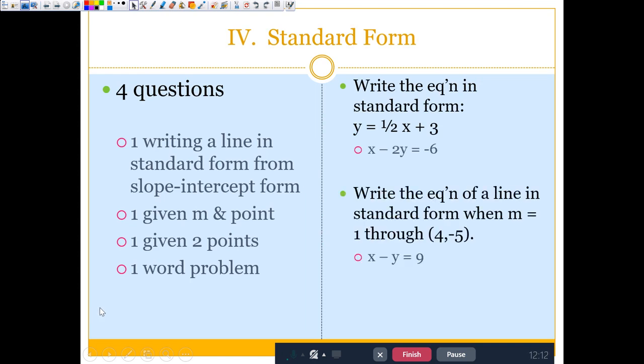One question where you're writing a line in standard form from slope-intercept form, like that first question there, which we're going to go over. One where you're given a slope and a point, and you either can put it into y equals mx plus b, slope-intercept form, or point-slope form. I like point-slope form because you substitute in, and then it's like, ta-da, and then you just have to get it into the correct form. One which you have 2 points, so then you have to find your m, and then one word problem.